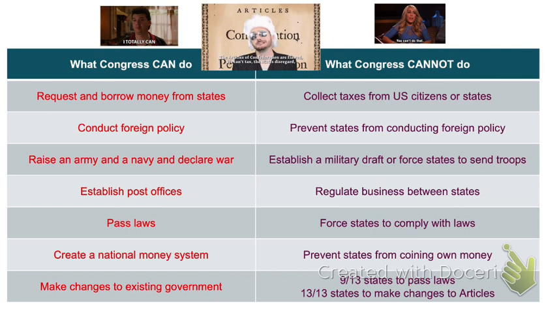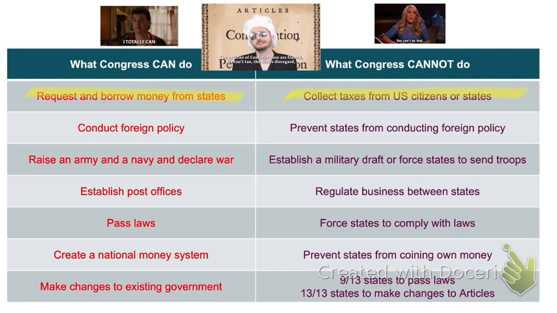So Congress was allowed to request and borrow money from states. Now, how often do you think the states were willing to give the money? Not a lot, right. They could request the money, but they couldn't force the states to give the money. You'll see this today when we do our simulation. They did not have the power to tax citizens or states.